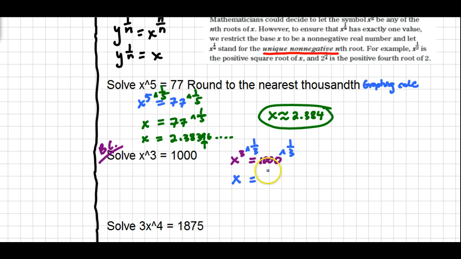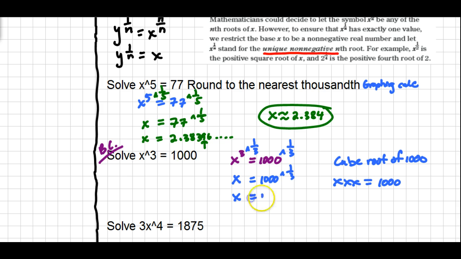Now x is all by itself. And now we have to figure out a number times itself 3 times that equals 1,000. So it's like doing the cube root of 1,000. So let's write that. We're finding the cube root of 1,000. So we need a number times itself that equals that.